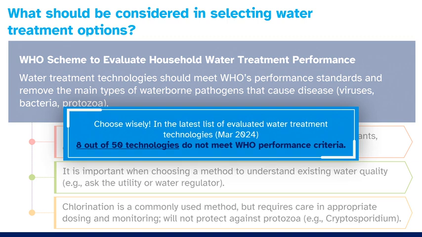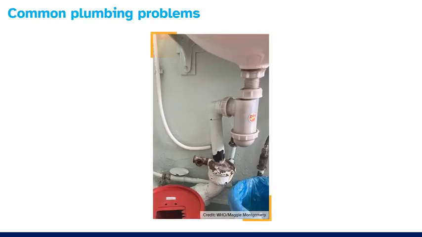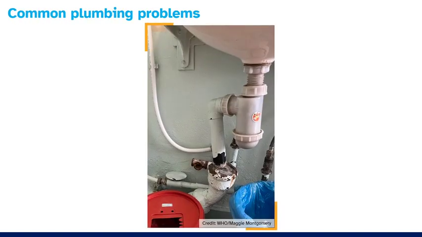8 out of 50 technologies tested did not meet WHO performance criteria. More details can be found in the reference page provided with this module. We will now look at plumbing practices, consider common issues and some cost-effective measures to improve the safety of water supplies. Take a look at this photo. What problems can you see?